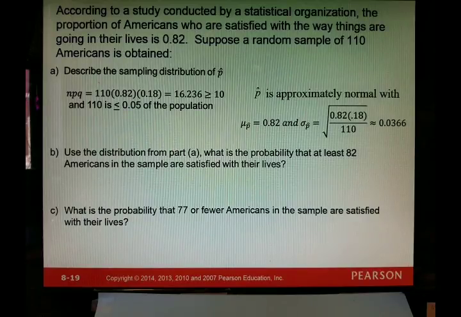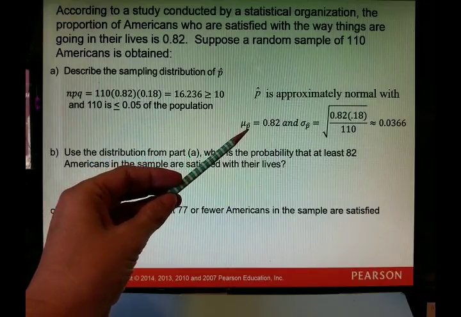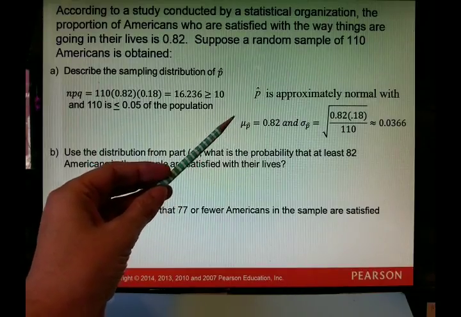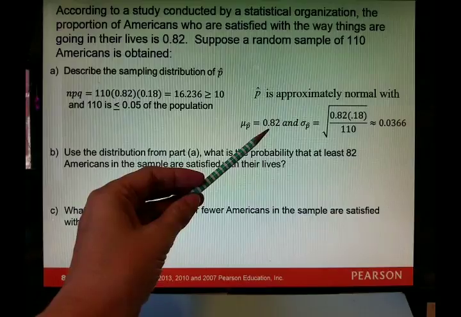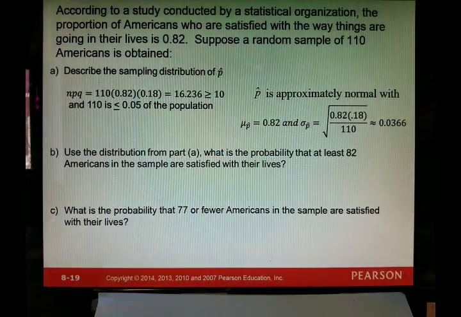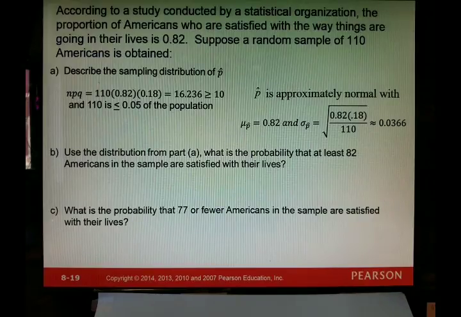it's approximately normal, with a mean of, notice this is saying the mean and then sub p hat. See, this is the mean for the proportions. So the mean for the proportions is at 82% and the standard deviation. The standard deviation was the PQ over N and the square root of that.